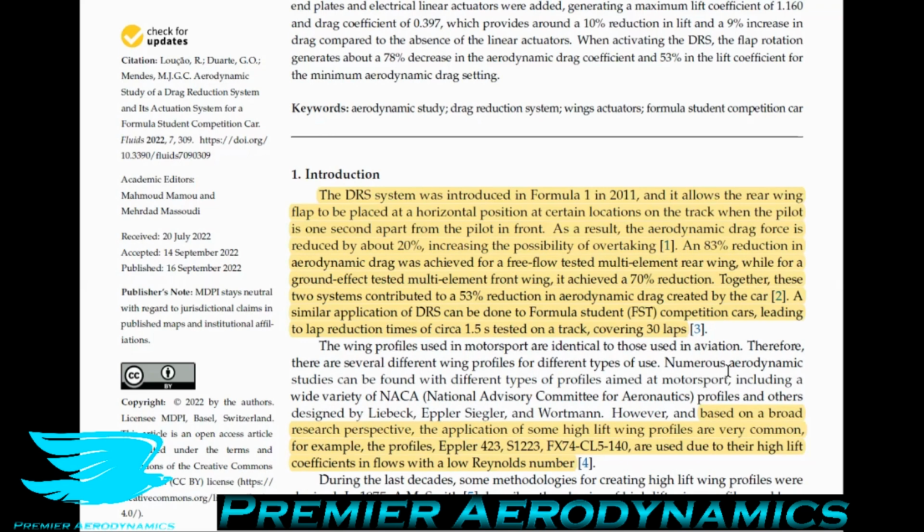An 83% reduction in aerodynamic drag is achieved for a free stream flow test with multi-element rear wings, while a ground effect tested multi-element front wing achieved 70% reduction. So what does this mean? Depending on where the wings are, whether it's very close to the ground or far away, and it's obviously multi-element, which means that there is more than one airfoil.